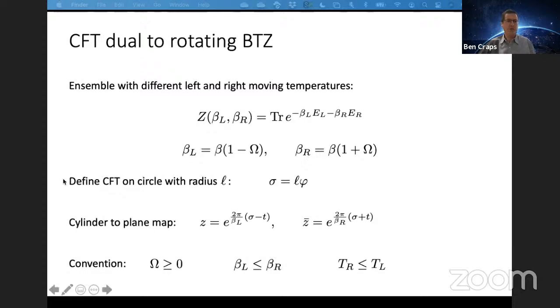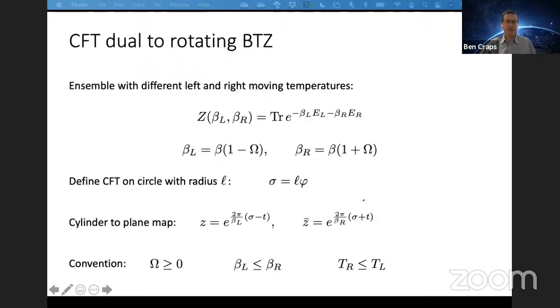And okay, we assume that the CFT is defined on some circle with some radius L, and the spatial coordinates I'm going to denote by sigma. And then you can perform the cylinder to plane map, where you exponentiate in a way that depends on the left and right moving inverse temperatures.